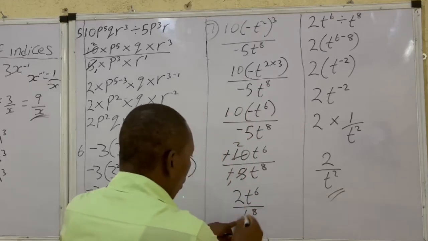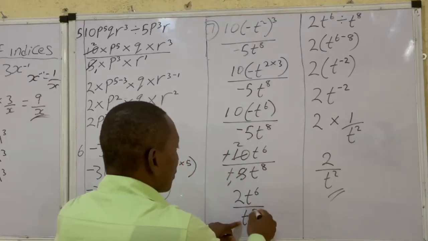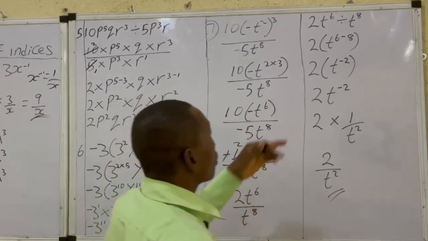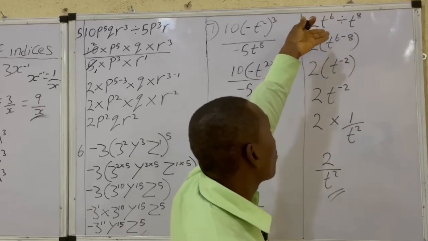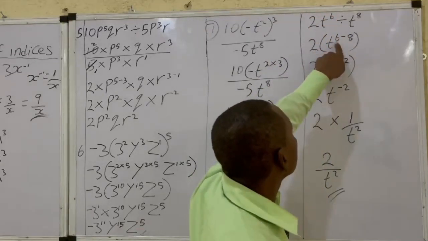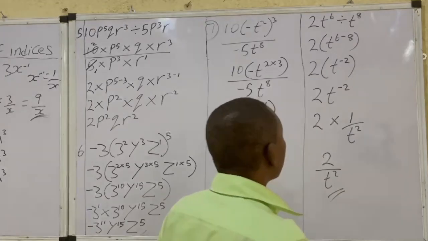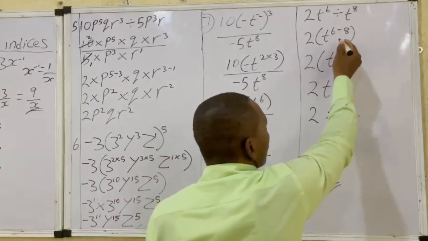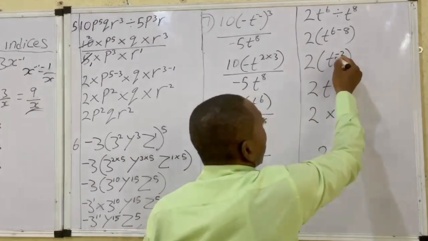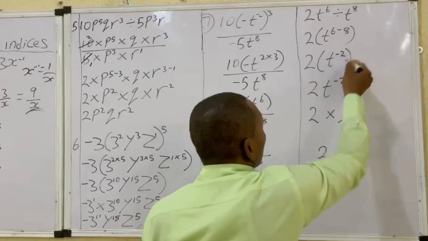But I can just pick one. Then, because of this division sign, it will now be 6 minus 8. I decided to rewrite it this way so that I will pick one. Then 6 minus 8 is the same thing. It's direct. It's what I've been doing since. So, 6 minus 8, you have minus 2. It's now t raised to power minus 2.